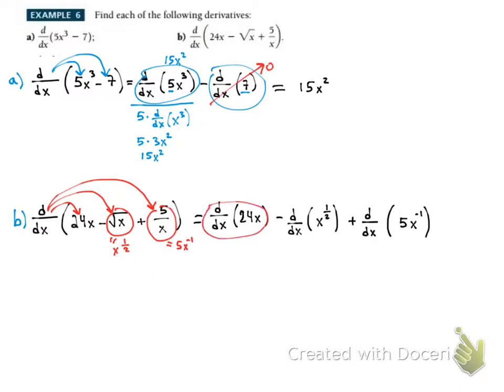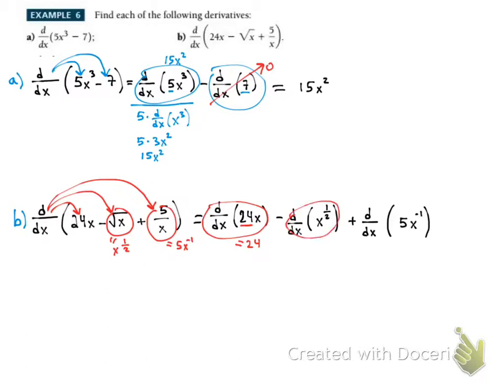Alright, first let's look at the derivative of 24x. Remember, you can take that constant 24 and put it on the outside. So then you're just taking the derivative of x, but we know the derivative of just x would be 1. So then this guy will just equal 24 times 1, which is 24.